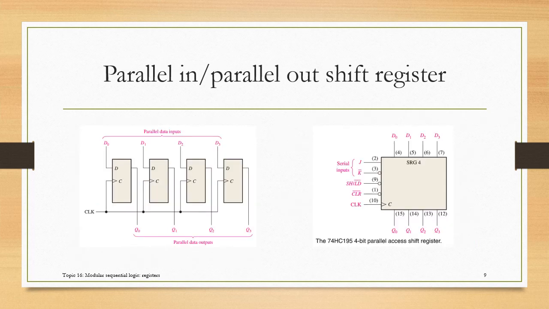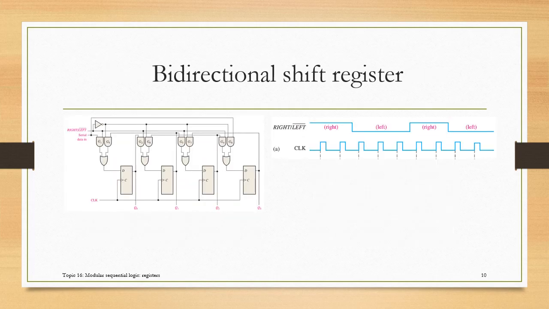Again, if we have the parallel in, serial out shift register, just change the output to parallel out. Then we have a parallel in, parallel out shift register. You see we have the shift and load function here, and we have the clear, and then we have the set and the reset input for this one. And this is an example for the bidirectional shift register.